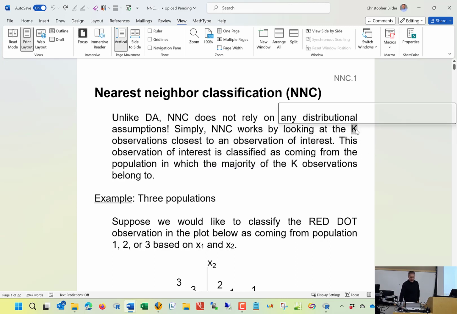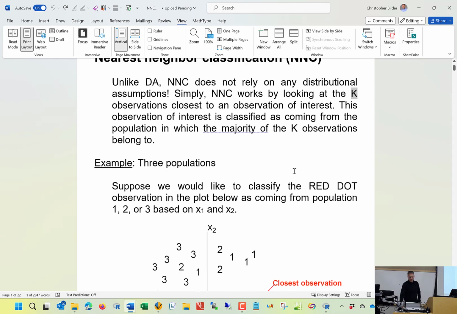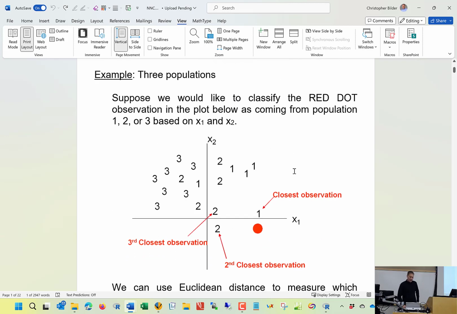So we're going to use capital K here again. Capital K is essentially how many neighbors you're going to be looking at, how many observations close to your observation of interest. These diagrams here demonstrate what I just talked about. In this particular case, let's say we have 3 different populations or 3 different groups. We want to figure out this red dot here, this observation. We want to determine whether it should be predicted to be group 1, 2, or 3.